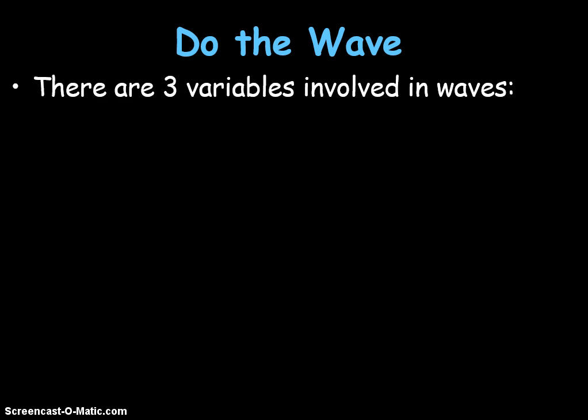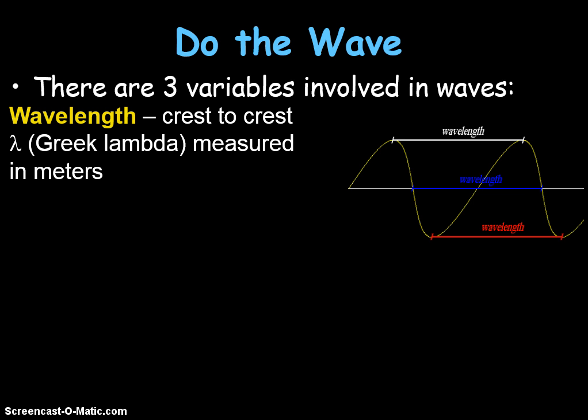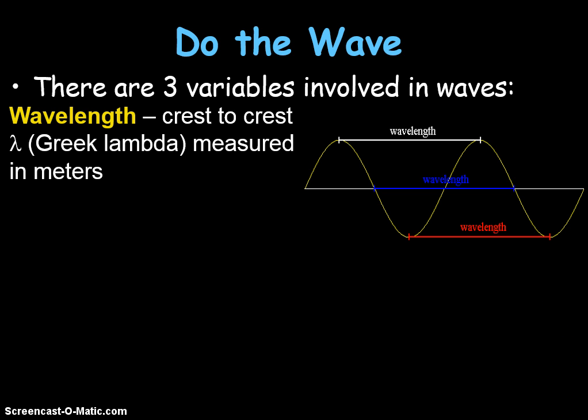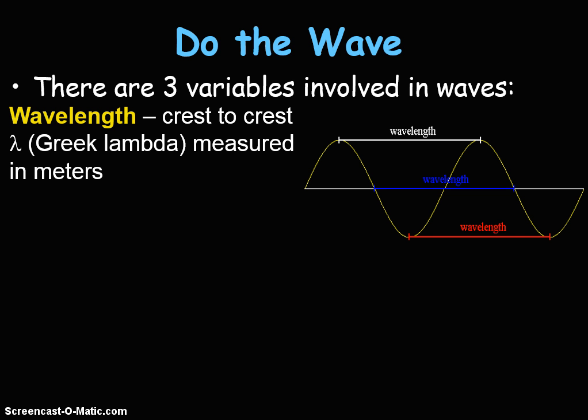and there are 3 variables that are involved, and only 2 of them will we really be focusing on in our class. So let's take a look at what a wave looks like. The first variable that we're going to be talking about is called wavelength. And wavelength, as you can see in the diagram, is the distance. Sometimes it's called the distance from crest to crest, although it doesn't have to be measured there.